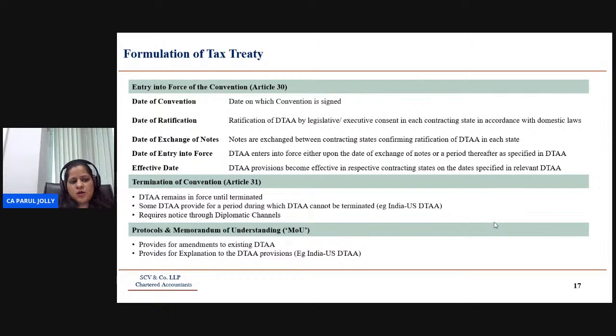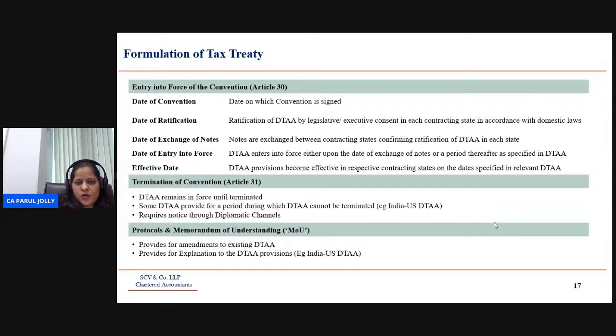So post the date of entry into force, there's a date mentioned in the treaty in Article 30. This concept of entry into force and entry into effect is more relevant for MLI provisions. I have covered it later in my slides, because as far as DTAs are concerned, these DTAs have been there since ages, so they are already into effect. But for MLI, whether a particular treaty will be read along with MLI or not depends upon whether entry into effect is there or not.